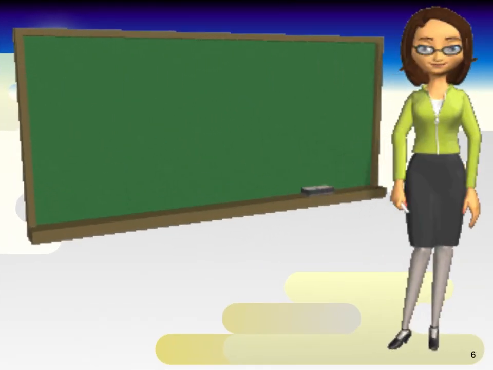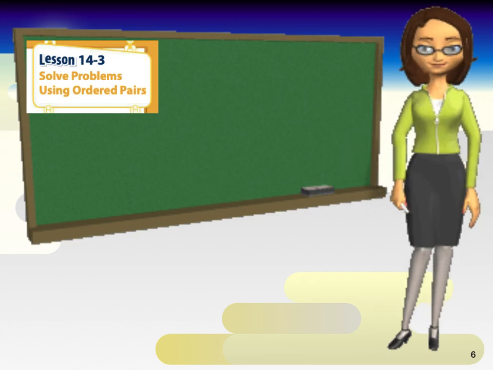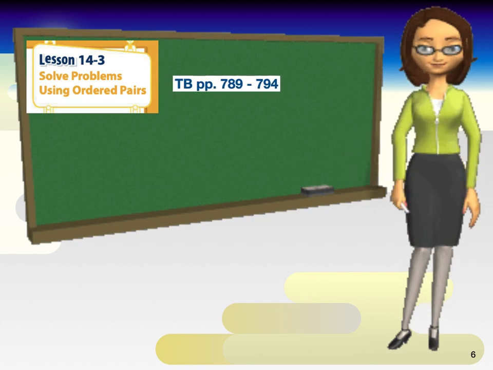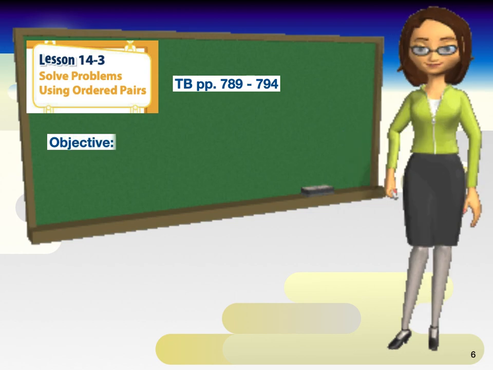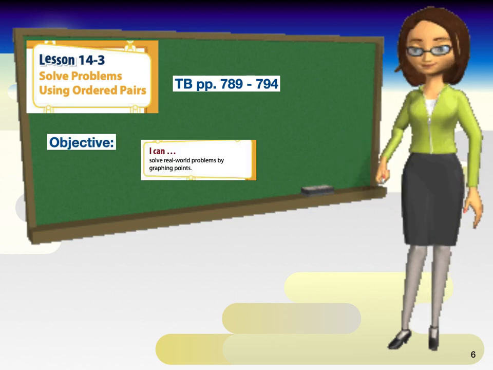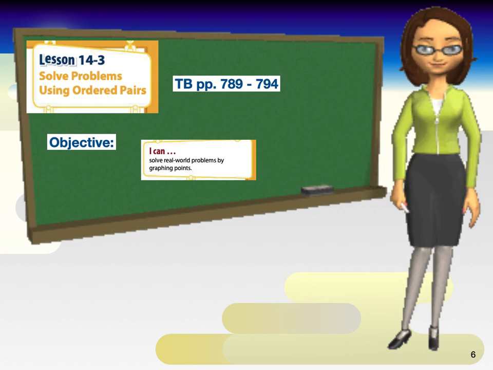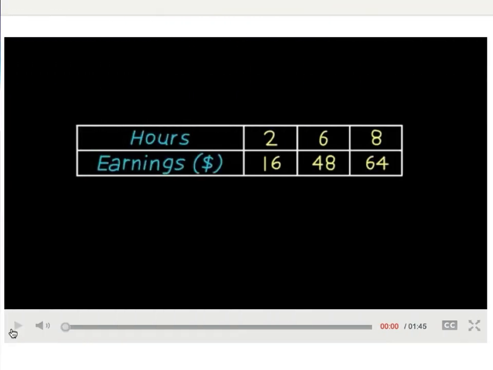Our lesson for today is Lesson 14-3, Solve Problems Using Ordered Pairs. Textbook pages 789 until 794. Our objective is to solve real-world problems by graphing points. Before we start our lesson proper, let us first watch this video.